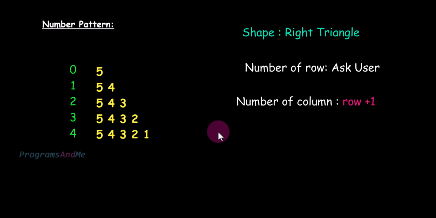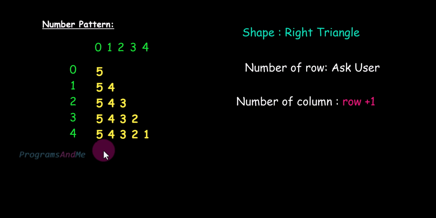And here this is a number pattern, and we want to print different numbers in different rows and columns. So how to print that? Here you can see in column 0 I want to print 5 in every row. In column 1 I want to print 4. In column 2 I want to print 3. In column 3 I want to print 2, and in the last column I want to print 1.